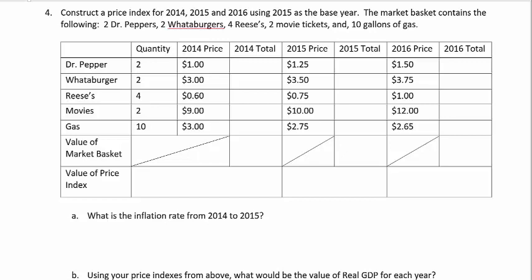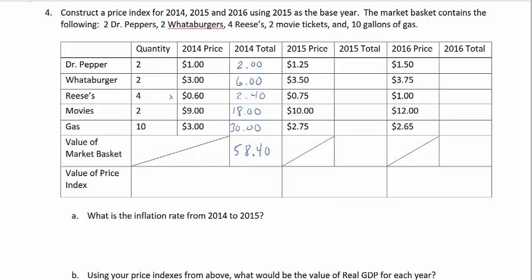Alright, so in 2014, those 2 Dr. Peppers are $1 a piece, so $2 worth of Dr. Pepper go into the market basket. Then we've got $6 worth of Whataburger, and then 4 times 60 cents gives us $2.40 worth of Reese's, and then we got $18 worth of movie tickets, and finally $30 worth of gas. So the market basket adds up this year to $58.40.